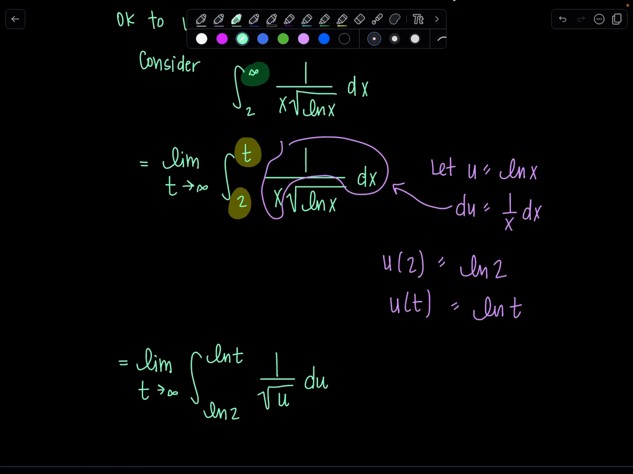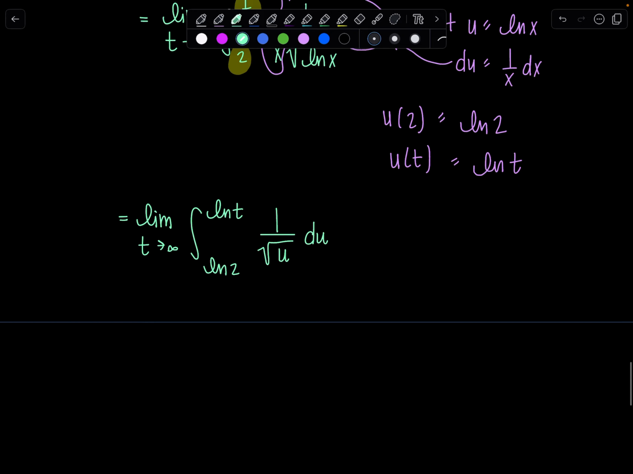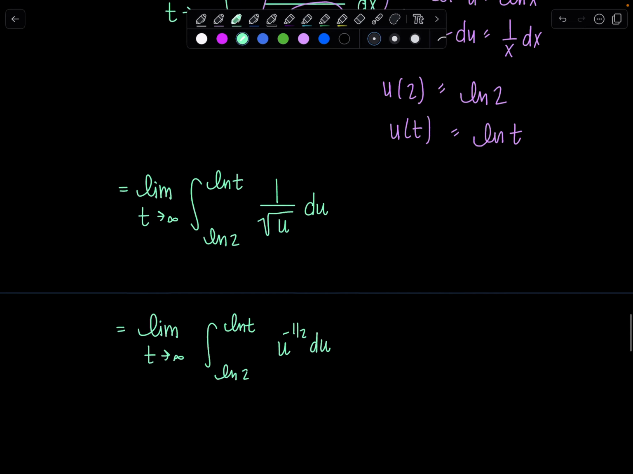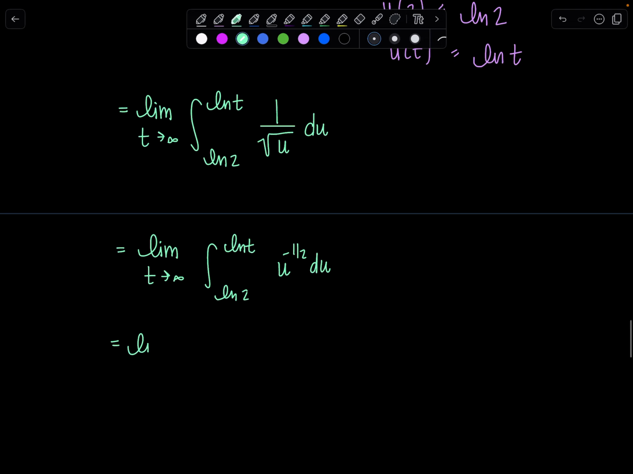How are we doing? Okay, excellent. Now let's compute the rest of the integral. Natural log of 2, natural log of t. This is u to the negative 1/2 du. We're going to add 1 to the exponent and divide by the new exponent. So we have limit t goes to infinity. This is going to be u to the 1/2 power, and then I'm going to divide by 1/2. So we have 2u to the 1/2 evaluated from natural log of 2 to natural log of t.